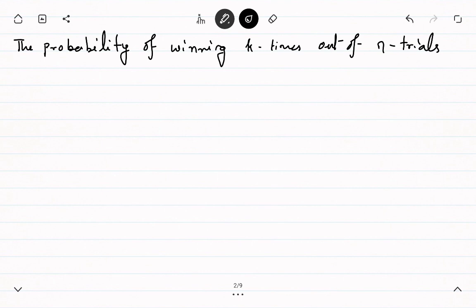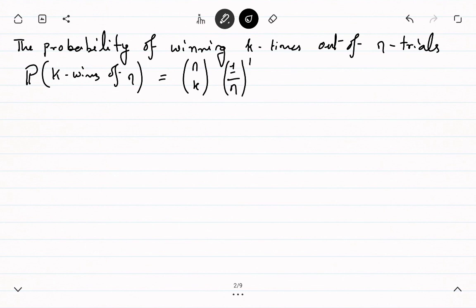That is the probability. If I write it as the probability of k wins out of n, it is modeled as n choose k times (1/n) to the power k times (1 - 1/n) to the power n - k. Those who are probability enthusiasts, or are aware of how to deal with these probability problems, may know these Bernoulli trials and these sort of problems.